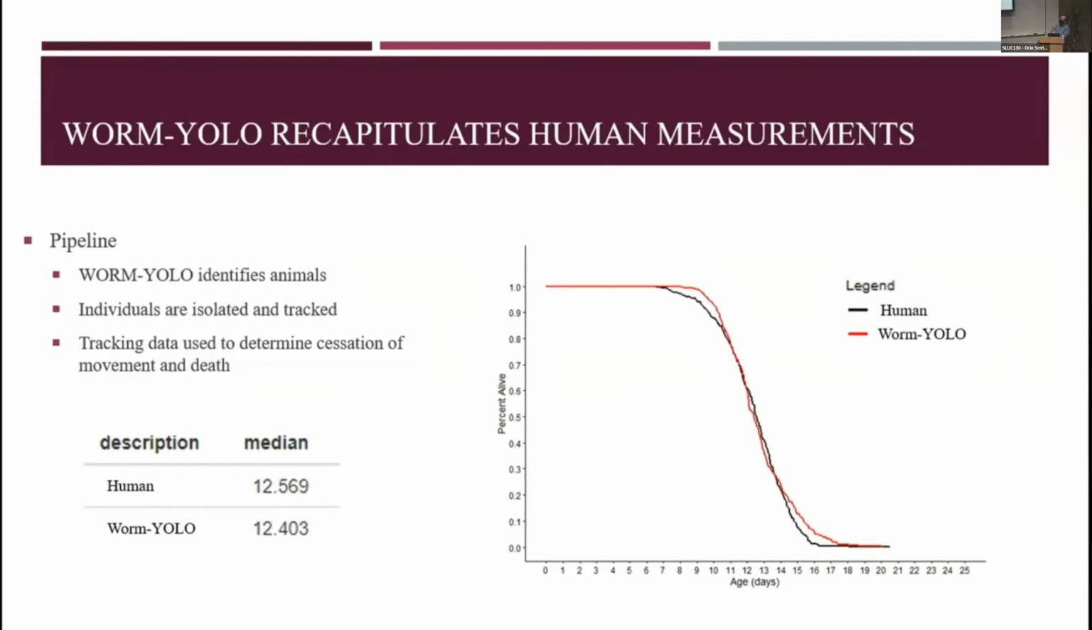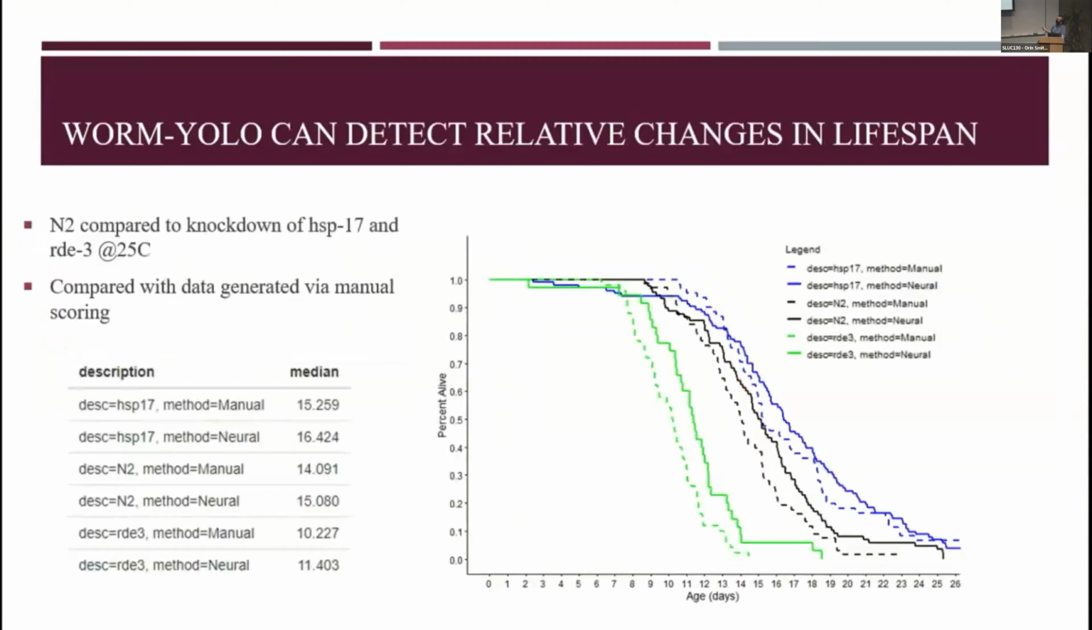But it's not just enough to do this in wild type. We're all interested in interventions. So in conjunction with the Mendenhall lab, we started looking at a couple of different genetic mutants. What you'll see here is each color represents a different genetic mutant of C. elegans, and dashed is the manual calls, whereas green is the neural network. And you can see that even in these strains that the neural network has never seen before, we are able to recapitulate the delta very accurately in the time of death for each of these strains.